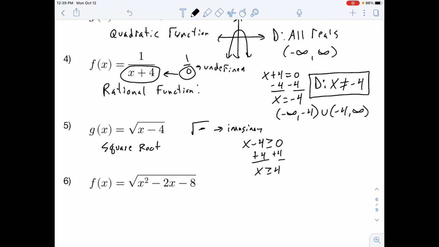Now, if you plugged in a number less than 4, you plug in 3. 3 minus 4 is -1. Square root of -1 is i. So it's imaginary. So then our domain is just going to be what we solved here. So our domain is x is greater than or equal to 4, which of course would be a bracket 4 all the way to infinity. Bracket because we're including the 4.